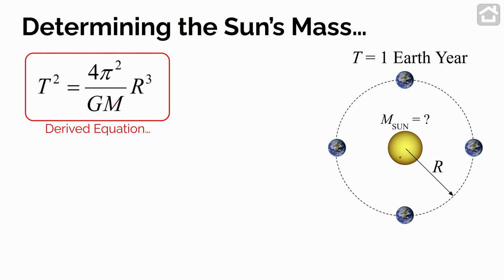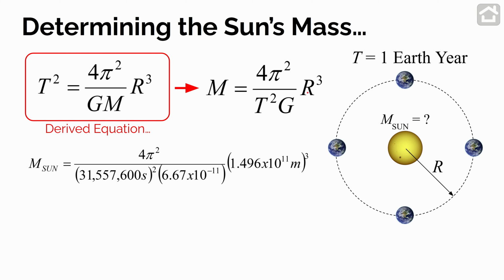So if we take this derived equation and we rearrange it for M, we do some algebra, we get that the mass of the planet, or the mass of the thing being orbited, in this case it's the mass of the sun, is equal to 4 pi squared divided by the period squared times the gravitational constant times the radius cubed. And we have all of those accepted values. So the period we said is 1 year, and 1 year's worth of seconds is 31,557,600 seconds. So we're squaring that because we're squaring the period.